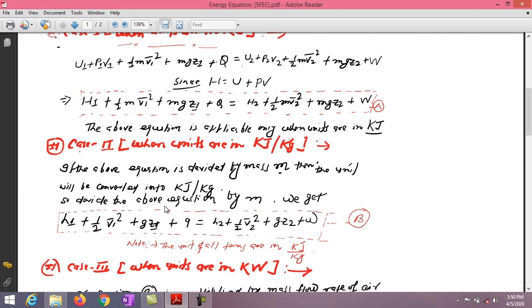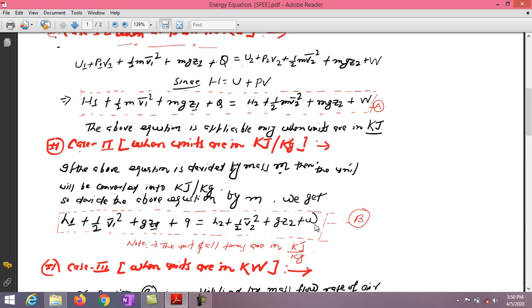So divide this equation by mass m. We get capital H1 converted to small h1. The kinetic energy is written as half v1 square. The potential energy is written as g z1, and small q is capital Q by m. This is equal to small h2 plus half v2 square plus g z2 plus w. So the equation can be written in this form: h1 plus half v1 square plus g z1 plus q equals h2 plus half v2 square plus g z2 plus w.